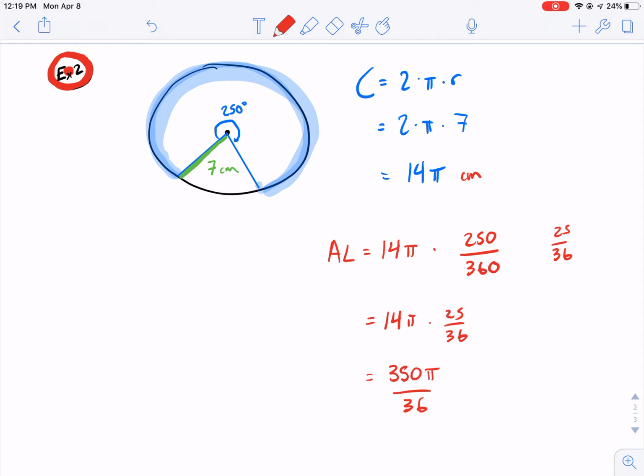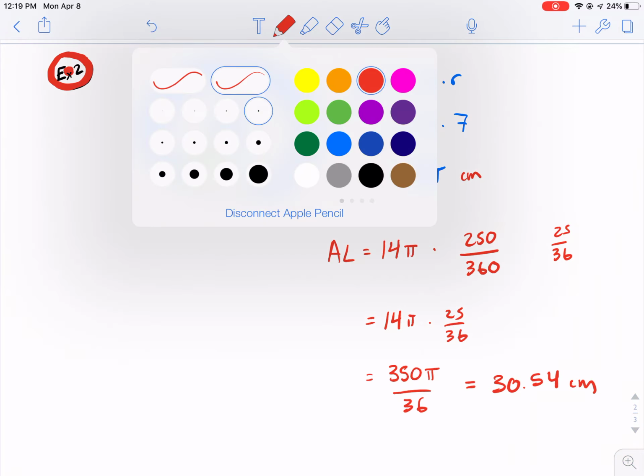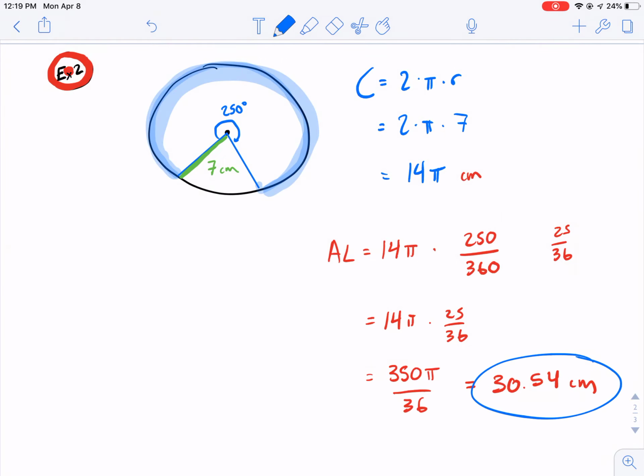Now, let's say you're not satisfied with what that means. That's okay. I will multiply this out and tell you what I get in terms of decimal form, just so you can see what that might be. I just did that quick on my calculator, and I got 30.54. What are my units? Centimeters. It's a measure of distance, and there we go.